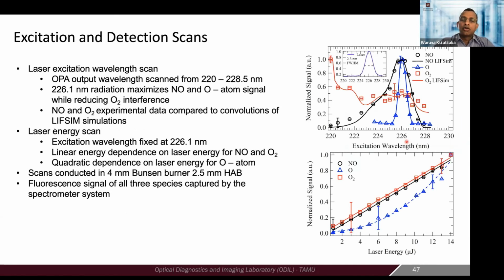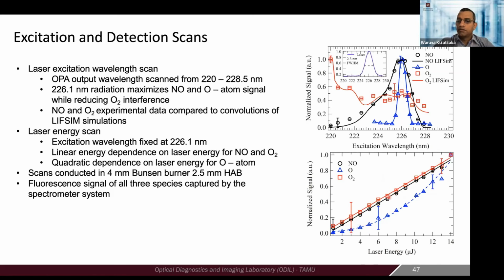The first step is looking at the excitation transitions, so you're looking at the excitation bandwidth. You scan your laser from 220 to 230 nanometers, and you can measure very well the LIF excitation spectrum of NO, and the excitation spectrum of O2. The hydrogen atom has a narrow transition, so this is broadened by the width of your laser. Then you also check your laser power dependence. This shows the three species' LIF signals as a function of laser energy.